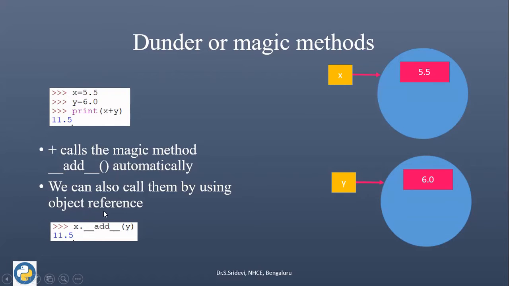Now what this function will be doing is, it will add the value pointed by the reference x to the reference y and return the answer. So the final answer is 11.5. So we can achieve this in two ways. Either by using the operator plus, in which operator overloading is going to happen. Instead of that, we can call the magic method directly.